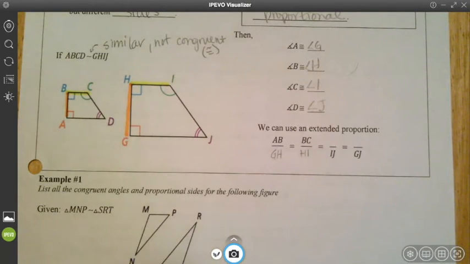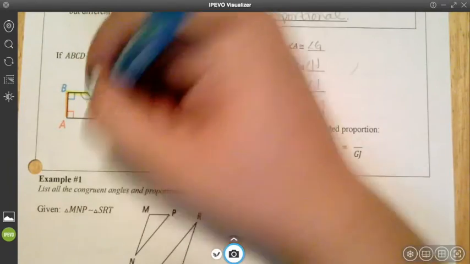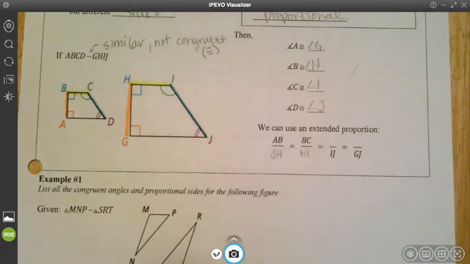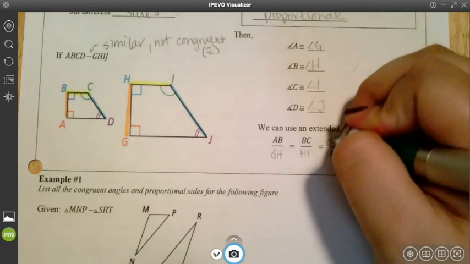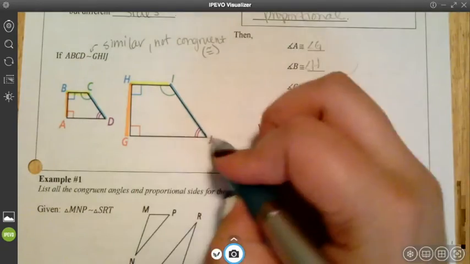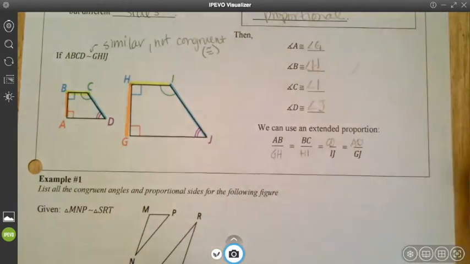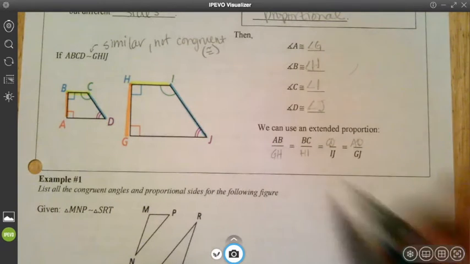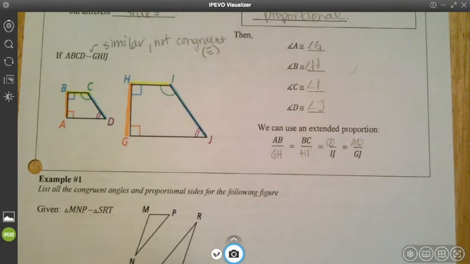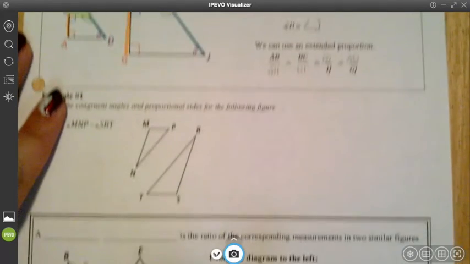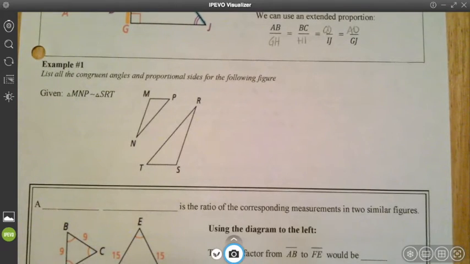Next, I have 1 to 2 congruence marks. 1 to 2 congruence marks is IJ. And the last one, we have GJ and AD. Now, all of these ratios should be set up. I don't need all four in order to solve this, right? If I'm trying to solve for a variable, I would just pick the two that I need, and we'll see some examples of that. So let's look at an example of just finding out if these are similar.